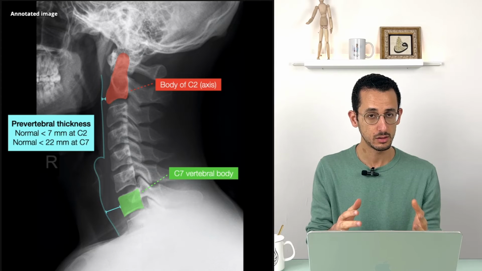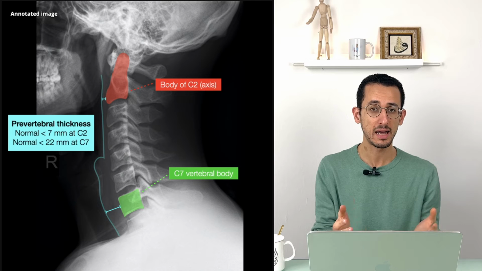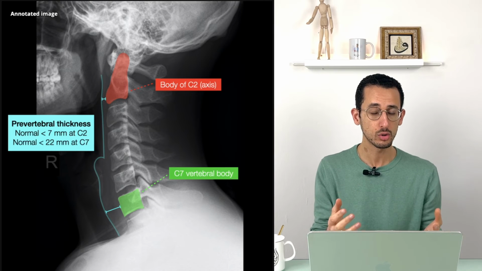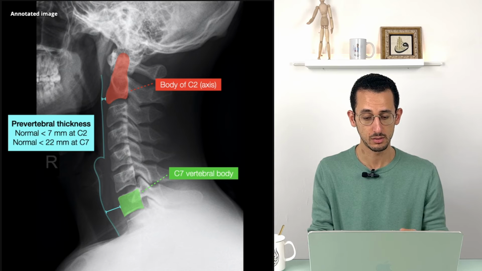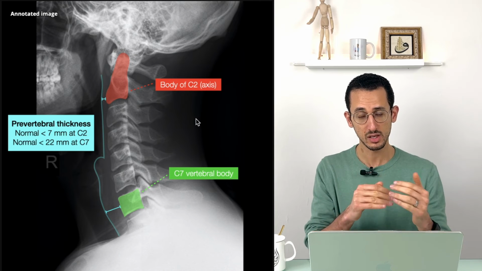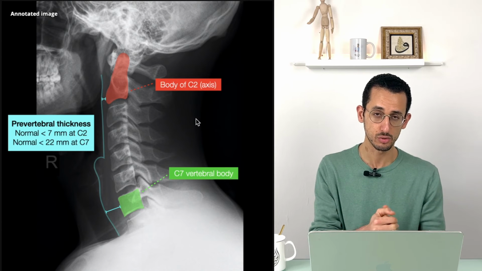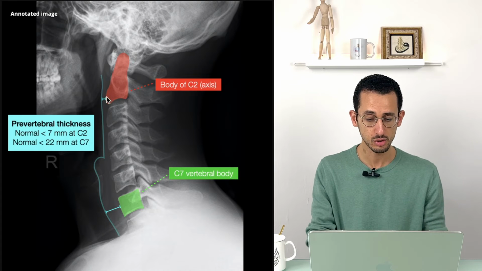S stands for the soft tissue, where we're basically looking at the prevertebral fascia. If the thickness of the prevertebral fascia is increased, that means that there might be soft tissue swelling or hematoma, which suggests injury to the cervical spine. A simple way to remember that is C2 equals 7 and C7 equals 22. So just two numbers, 2 and 7. At C2, the thickness should be less than 7 millimeters, and when you go down to C7, it should be less than 22 millimeters.